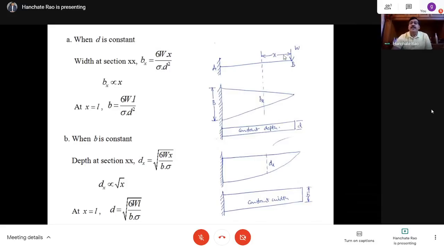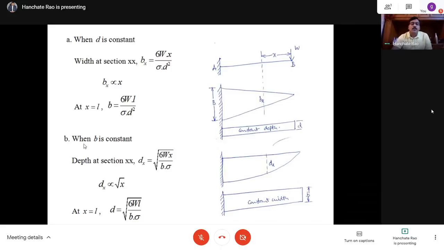So from this, at x is equal to 0, you put x is equal to 0, Bx is equal to 0. So no breadth is required at the free end. And at x is equal to L, if you substitute x is equal to L, it is 6WL by sigma d square. So at x is equal to L, that means at point A, we need a breadth of 6WL by sigma d square. D is constant. We have maintained D as a constant.